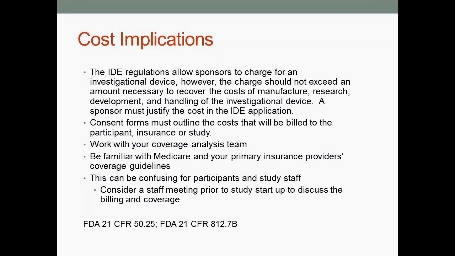You have to outline that in your consent forms. So you need to be very clear in your consent forms what's billed to the patient or participant, what's billed to insurance, what's billed to the study, and that can get extremely confusing. You want to work with your coverage analysis team. You want to be familiar with your Medicare guidelines and the primary insurance provider guidelines for your area. So here, one of our primary providers is Blue Cross Blue Shield.